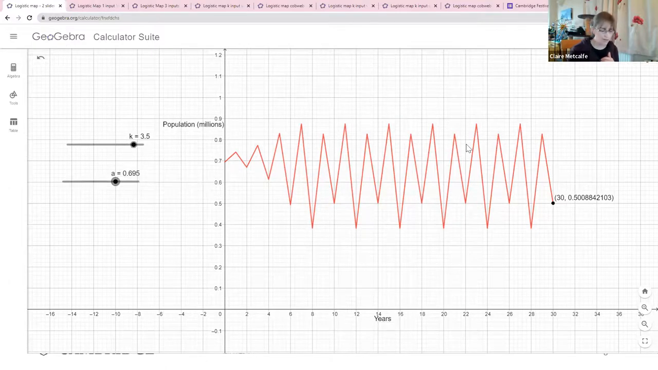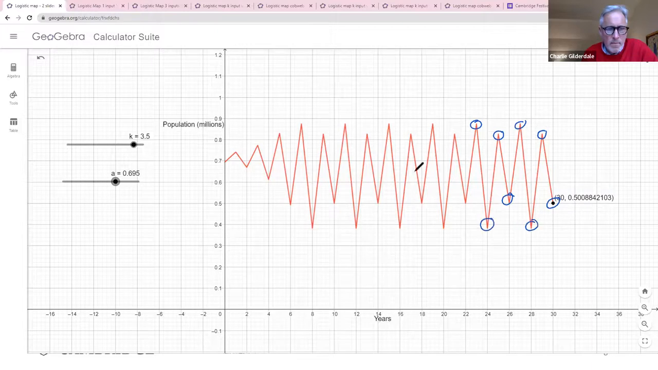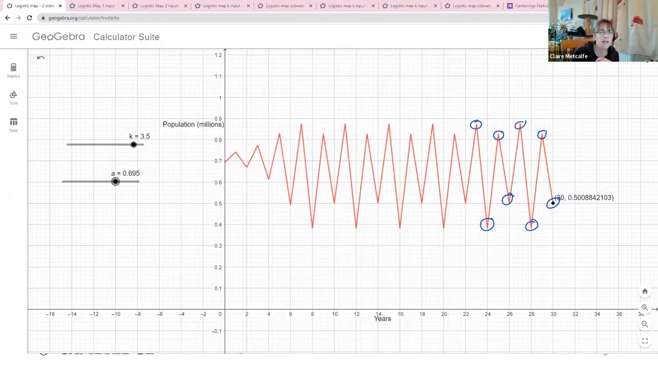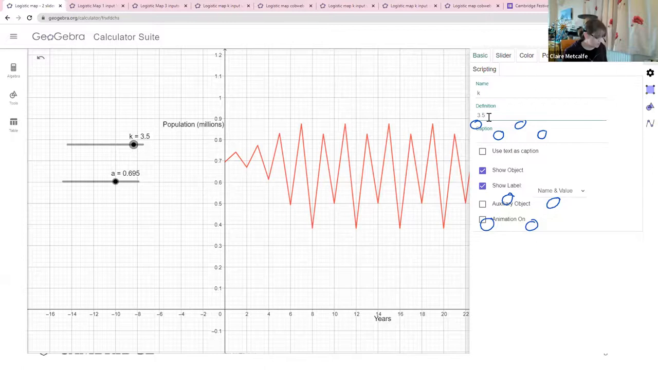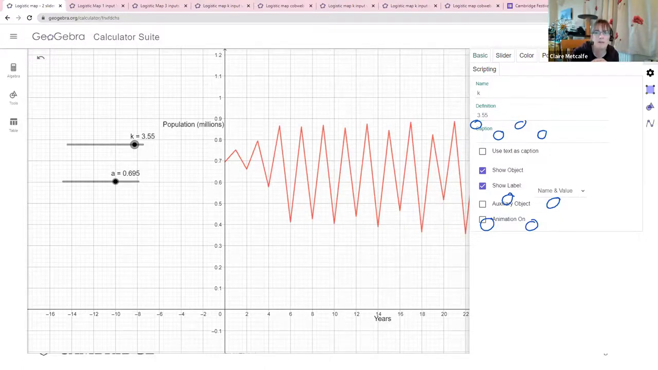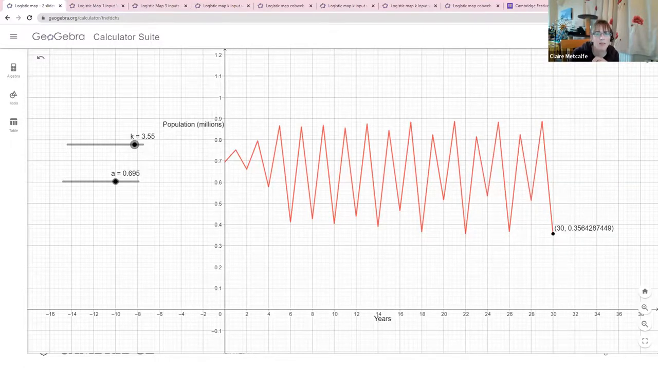So what we've actually got here are four different values. We've got this value, this value, this value, and this value. After a bit, it settles down into a cycle over those four values. And actually, if I change k just slightly more, it's a little bit more obvious. So I'm going to change it to 3.55. Now you can see a bit more that this bottom value is about 0.356, this top value is at about 0.88, and we're cycling through these four values.